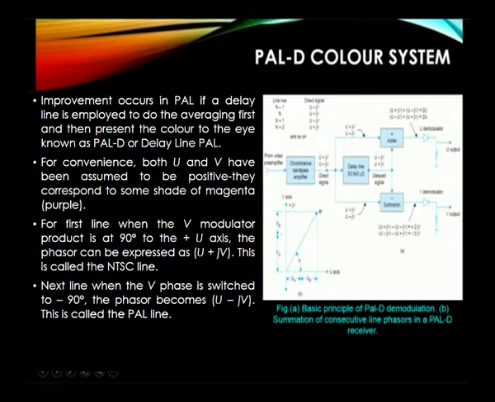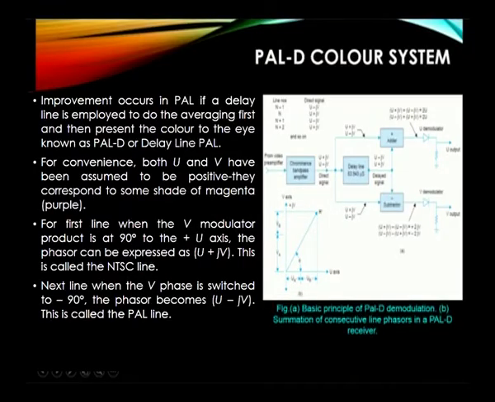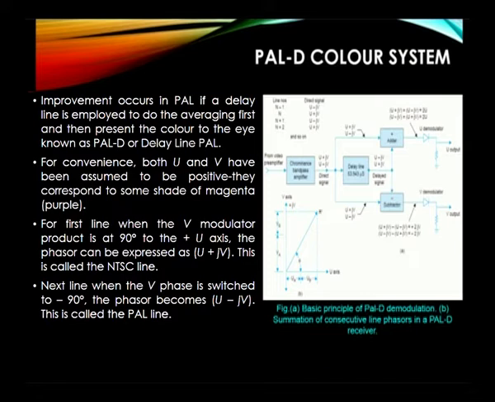This is also used in NTSC, the National Television System Committee system, which uses the same technique, U plus jV. The first line is the N line. For the next line, the V phase is switched to minus 90 degrees, and the phasor becomes U minus jV. So the N line has plus 90 degree phase shift, and the next line has minus 90 degrees, so the resultant phasor is U minus jV. This is called the PAL line, while the other is the NTSC line. This is what we get from the chrominance bandpass amplifier.